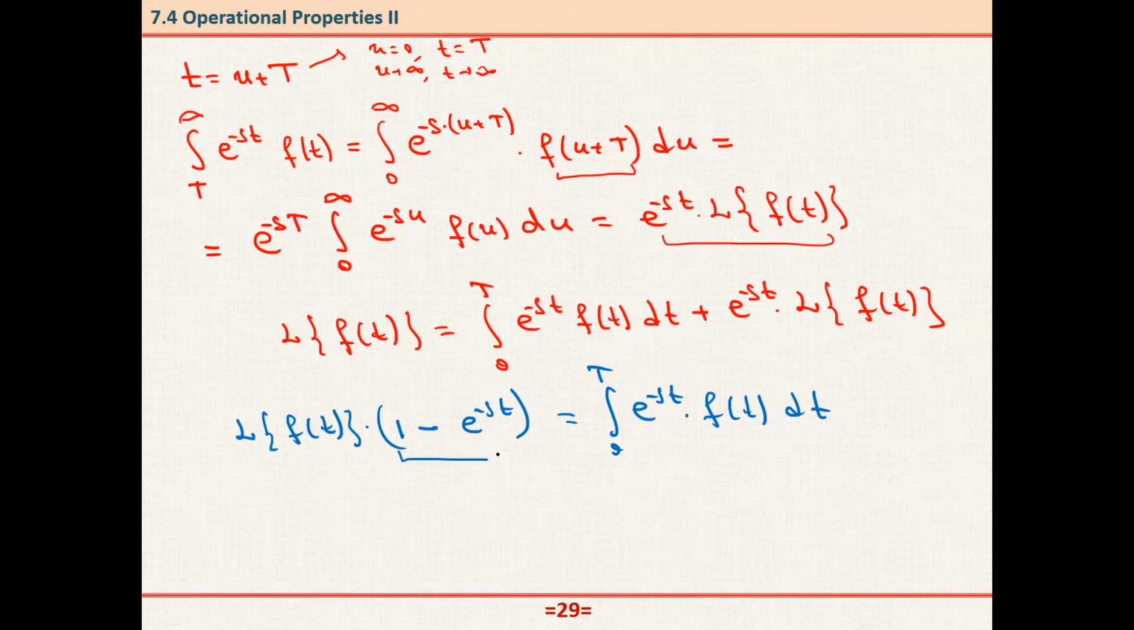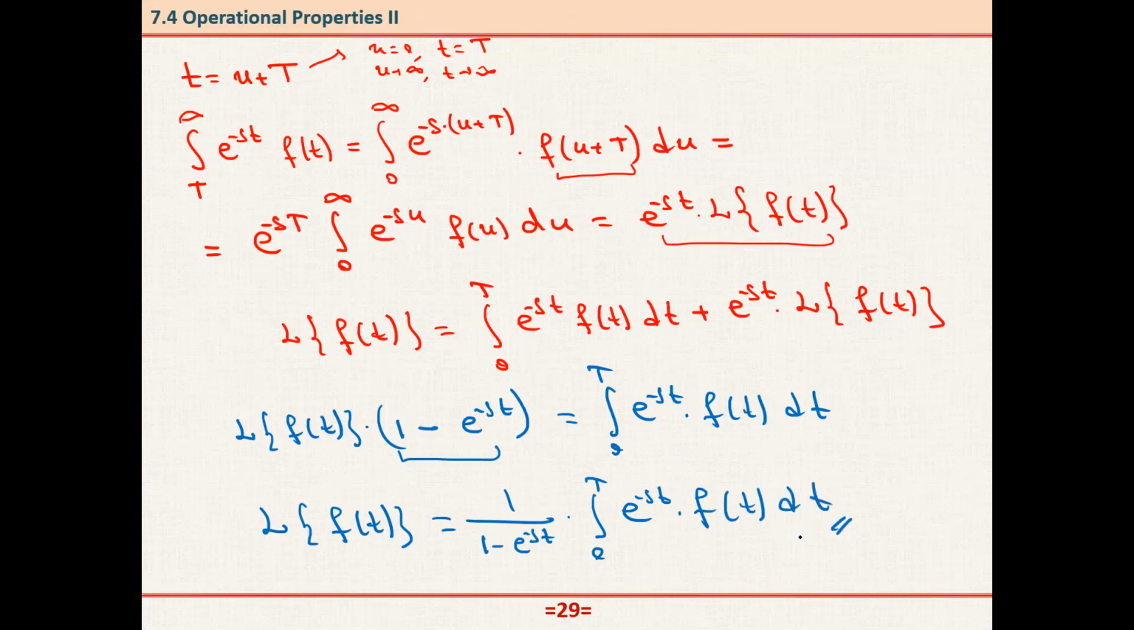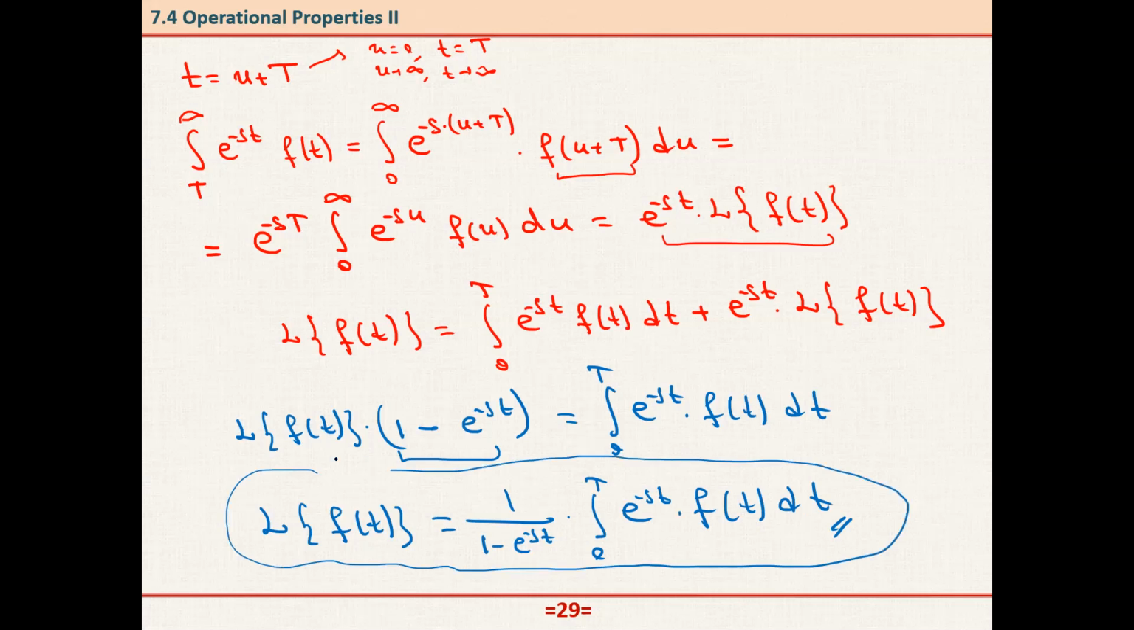Now, if we divide both sides by this, here we have the Laplace transform of f of t will be equal to 1 over 1 minus e to the power minus sT times the integral from 0 to T, e to the power minus st, and here we have f of t and dt. Okay, that is the proof of the theorem. The Laplace transform of the periodic function f is equal to 1 over 1 minus e to the power minus sT times the integral from 0 to capital T, e to the power minus st times f of t dt. Okay.